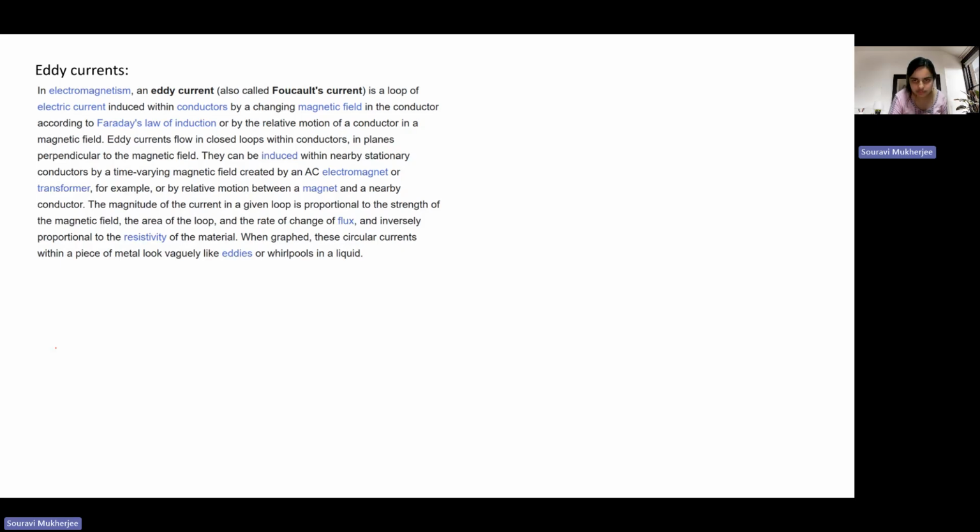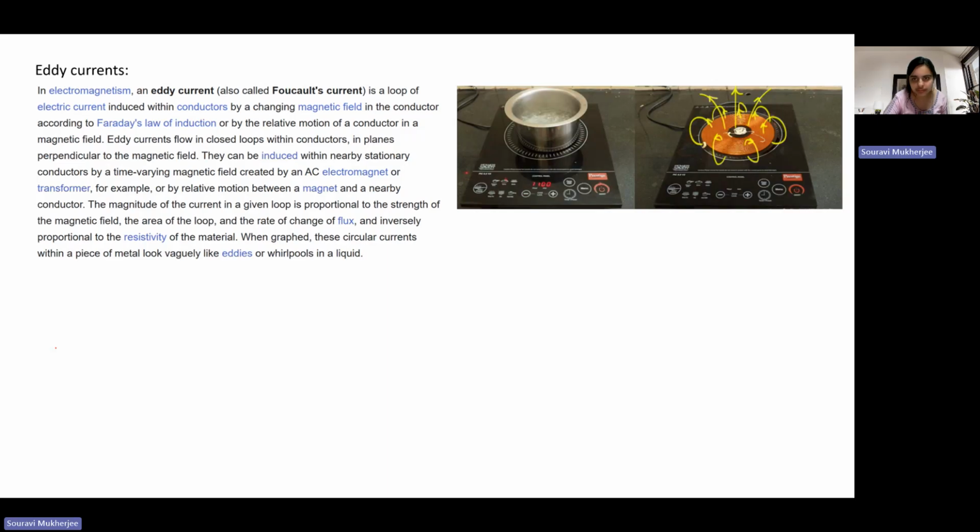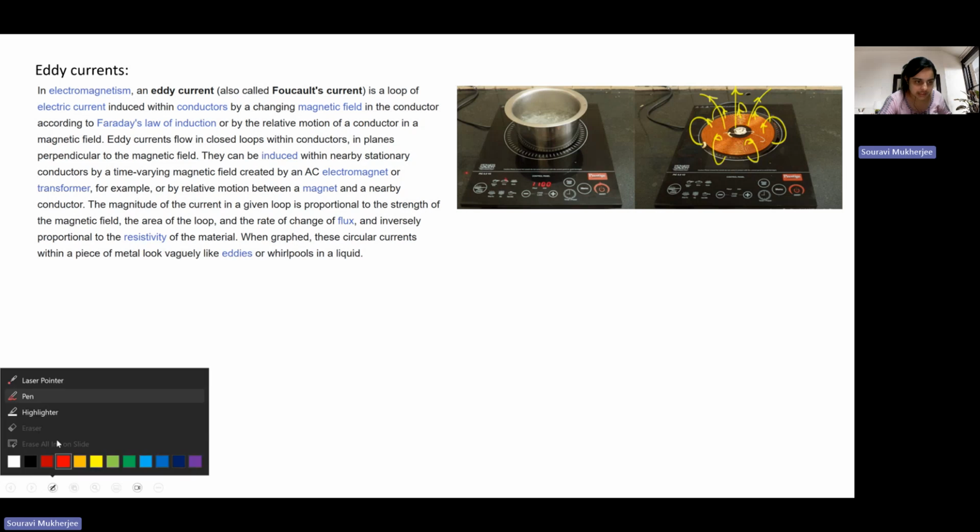One very well known application is induction heating, like induction cooking, right? You have this induction oven, this is how an induction oven looks like, right? So basically what happens here is, how is the heating happening?